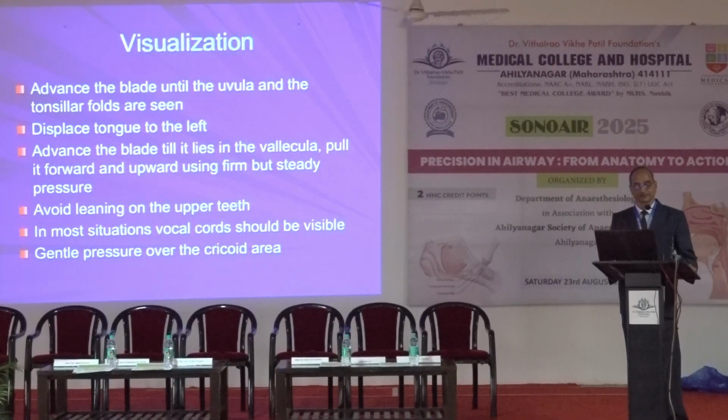Now visualization, you advance the blade until the uvula and the tonsillar folds are seen. Displace the tongue to the left. Advance the blade till it lies in the vallecula. Pull it forward and upward using firm but steady pressure. Not only upwards, forward and upwards. Avoid leaning on the upper teeth. In most situations, the vocal cords should be visible. Gentle pressure over the cricoid area may help to better visualize the glottis.